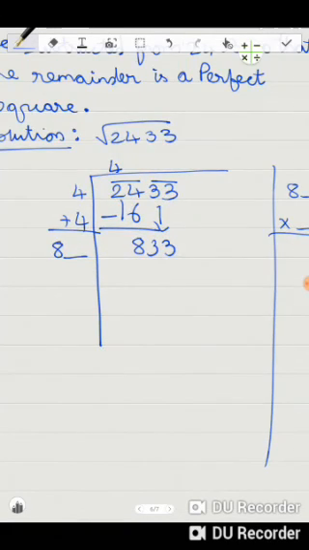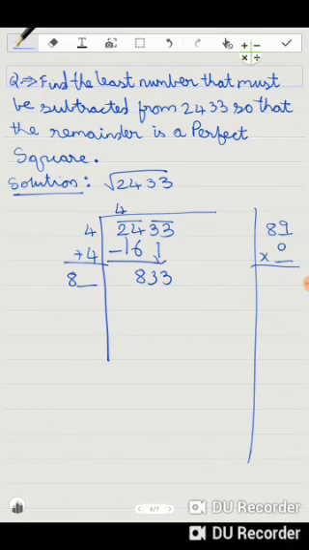then let's try 49 into 9. 9 9s are 81, carry 8, 9 4s are 36 plus 8, 44. So I get 489 into 9 as 441. That means my remainder is 32. That means if I were to subtract this 32 from 2433 or make 2433 less by 32, then the remainder that I would get would be automatically a perfect square.